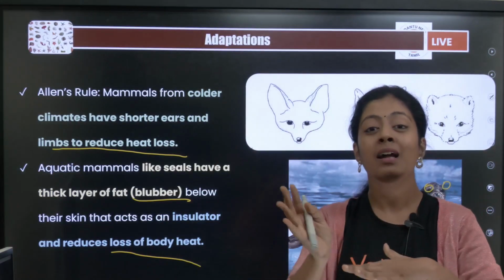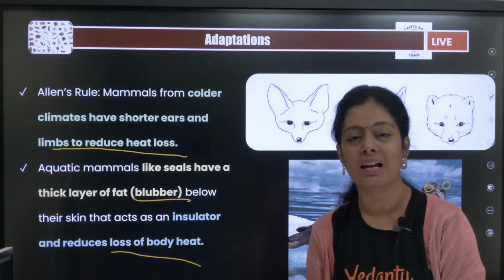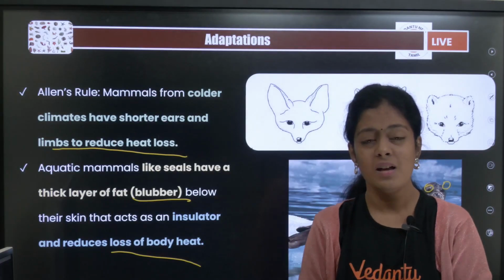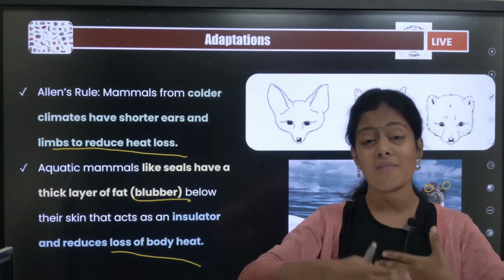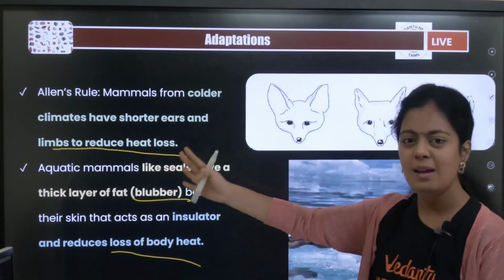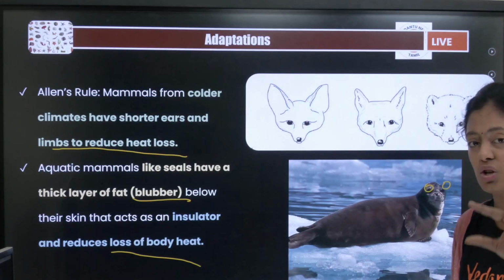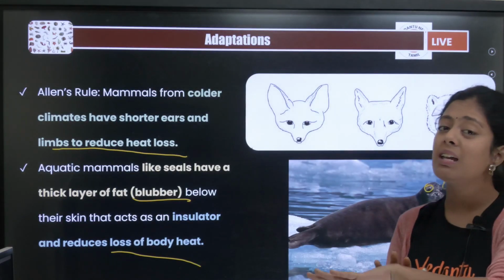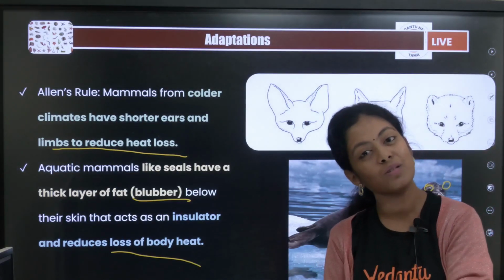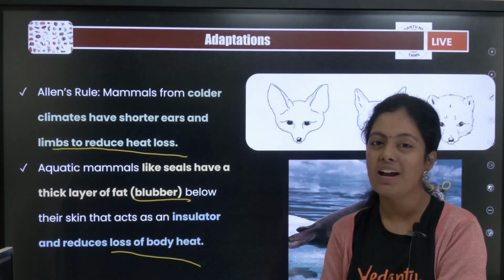Now many people who go trekking, Himalaya trekking, wear thermals. What are these thermals going to do? It's going to prevent the loss of body heat. Same thing here. Okay, they have a thick fat-like structure called blubber. We also have fat under our skin. Okay, and that is also going to help in insulation against cold.